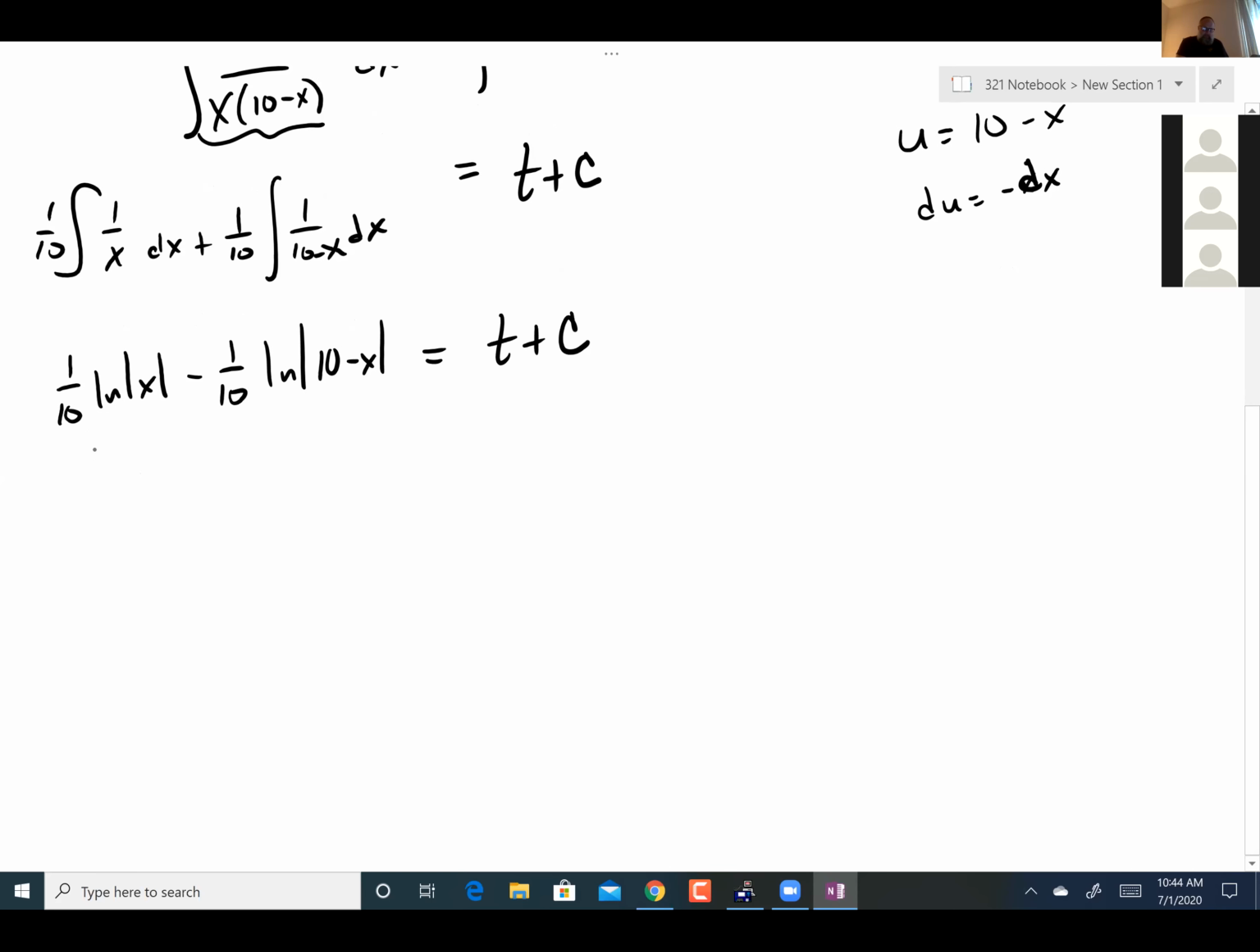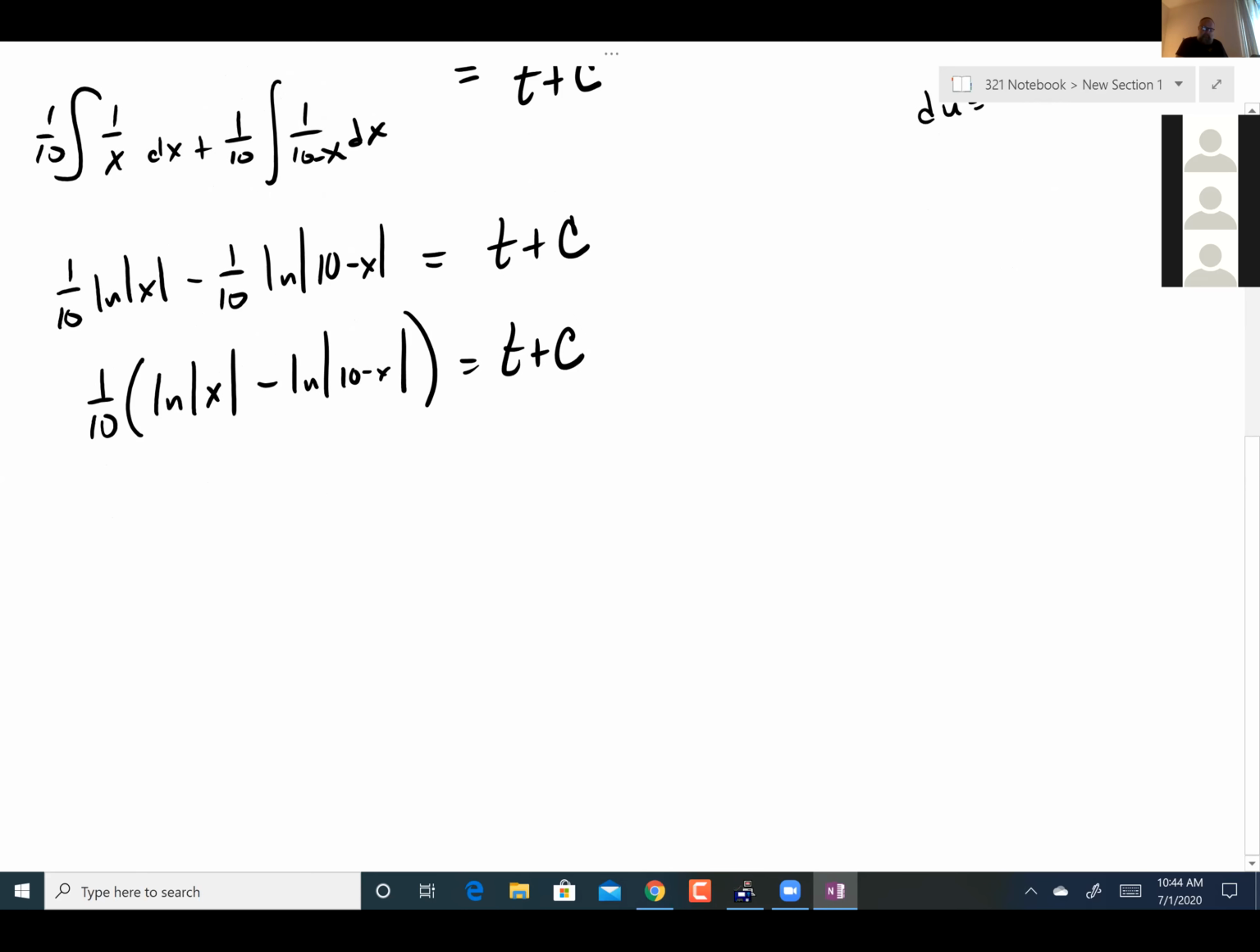These have a 1/10 in common, so you could pull it out front. I'll go ahead and run through this step slowly. I think I'm going to leave the 1/10 where it is for right now. I know I could times it the other side, but I'll just leave it there for right this second. When you subtract logarithms, remember that's the same as dividing. So it's going to be x divided by 10 minus x. And now we're home free. All we have to do now is solve for x.